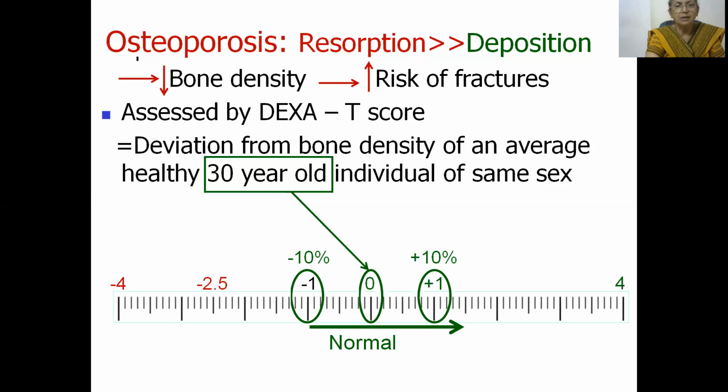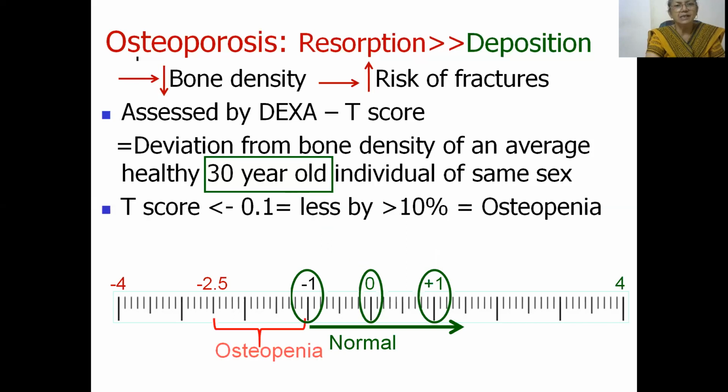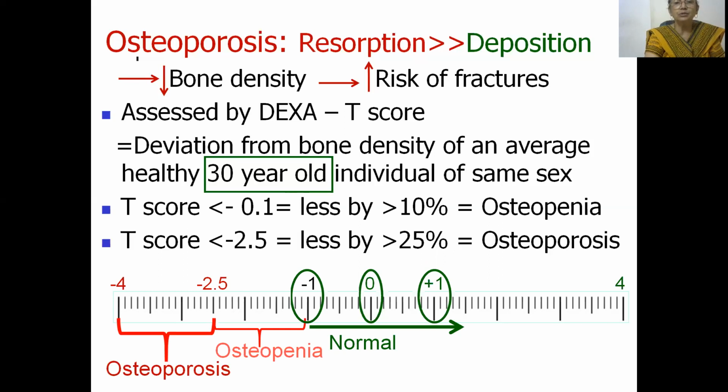But if it goes below that, if it is less than minus 1, that means the bone density is less by more than 10% as compared to average, we say the person has osteopenia, low bone density. Whereas if it goes below minus 2.5, that means it is more than 25% less than the average, we say it is osteoporosis, and this osteoporosis is associated with increased risk of fractures.